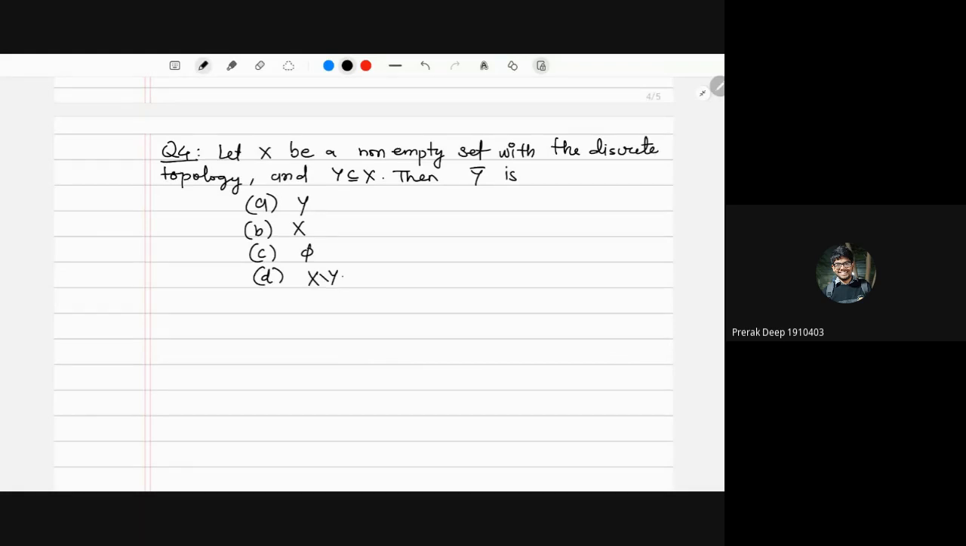Okay. So again, I will give you a minute to think about this question and then we will discuss the solution. So X is a non-empty set with the discrete topology and Y is an arbitrary subset of X. Then what can you say about the closure of Y? Is it going to be Y? Is it going to be X? Is it going to be the empty set? Or is it going to be the difference, the complement of Y basically?